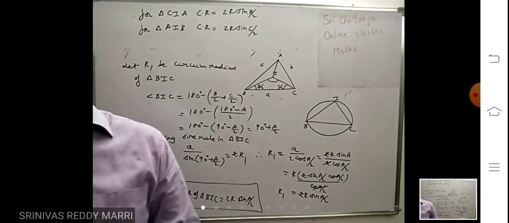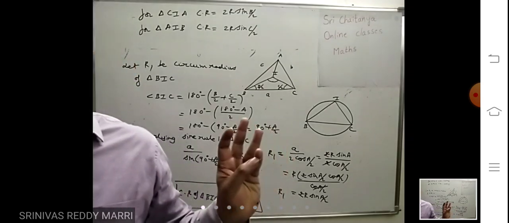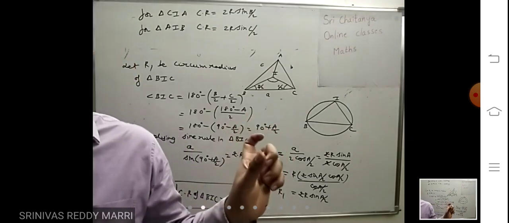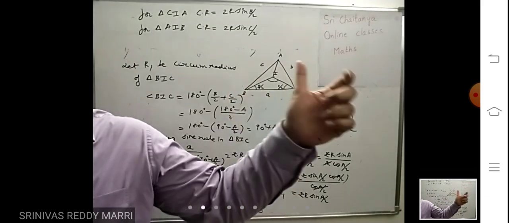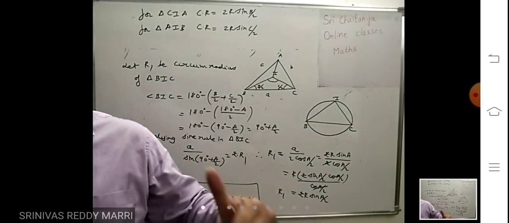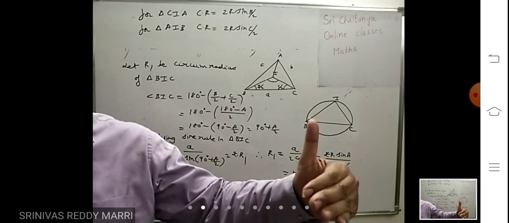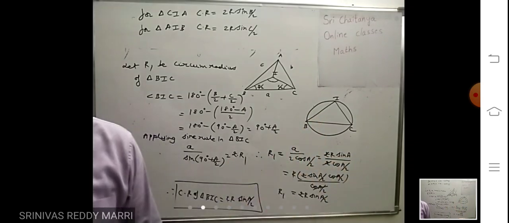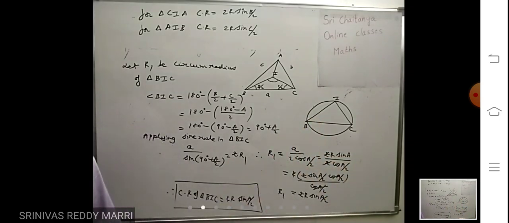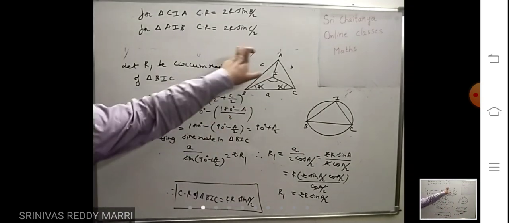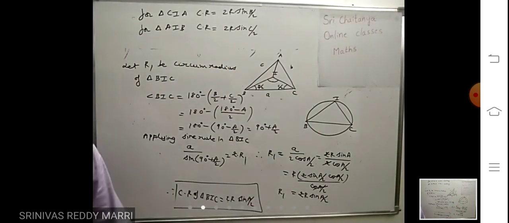The point to remember is that whenever you want to calculate the circumradius of a triangle, you must know one side and the angle opposite to it. If you write the sine rule, A divided by sine of that angle is 2 into the circumradius of the triangle. So for this triangle, I have calculated the circumradius. Note it down, we will go to the next concept.